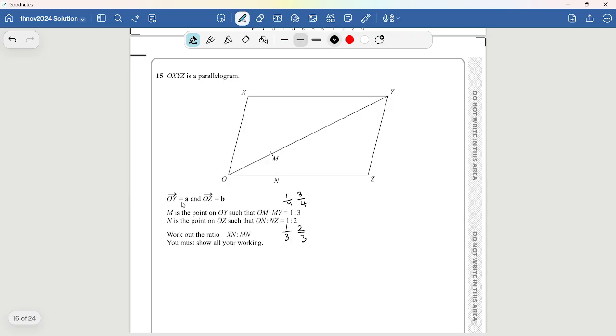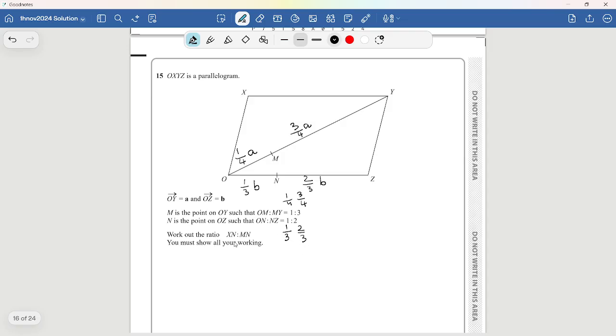We have been given the measurement of O to Y. The total length is A. So if O to M is 1/4 of the total length, I can write it as 1/4 of A. And M to Y is 3/4 of A. Similarly, O to N is 1/3 of B because O to Z is B, the total length. So this is 1/3 of B. N to Z is 2/3 of B.